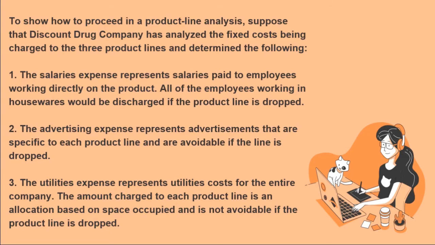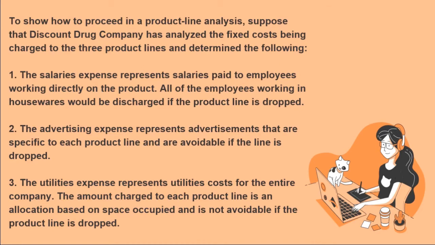To show how to proceed in a product line analysis, suppose that Discount Drug Company has analyzed the fixed costs being charged to the three product lines and determined the following. Number 1. The salaries expense represents salaries paid to employees working directly on the product. All of the employees working in housewares would be discharged if the product line is dropped. 2. The advertising expense represents advertisements that are specific to each product line and are avoidable if the line is dropped.